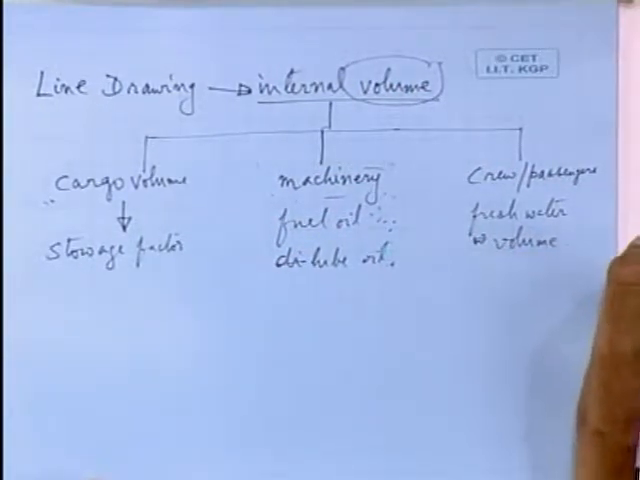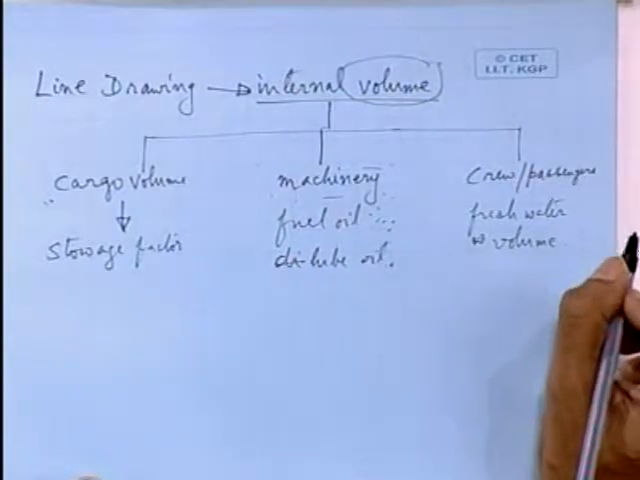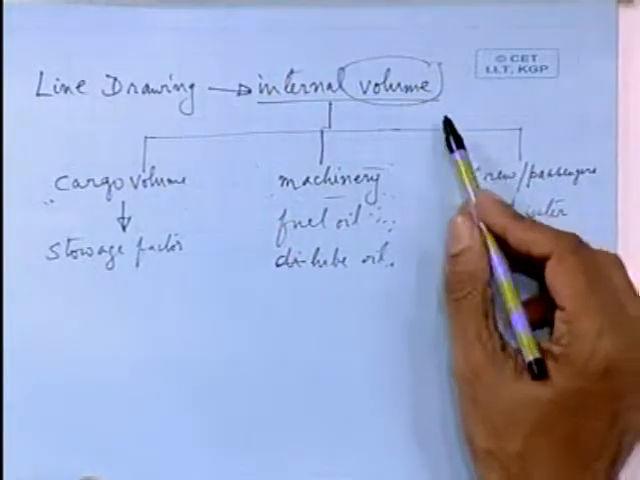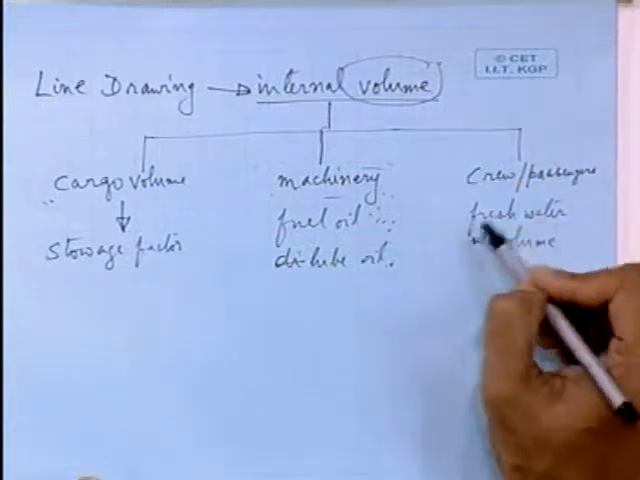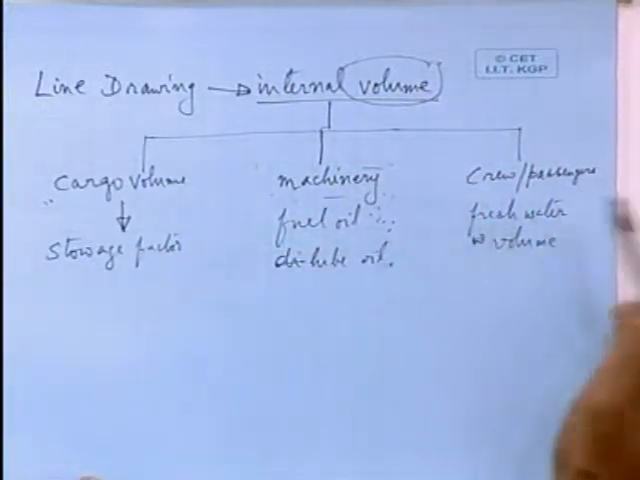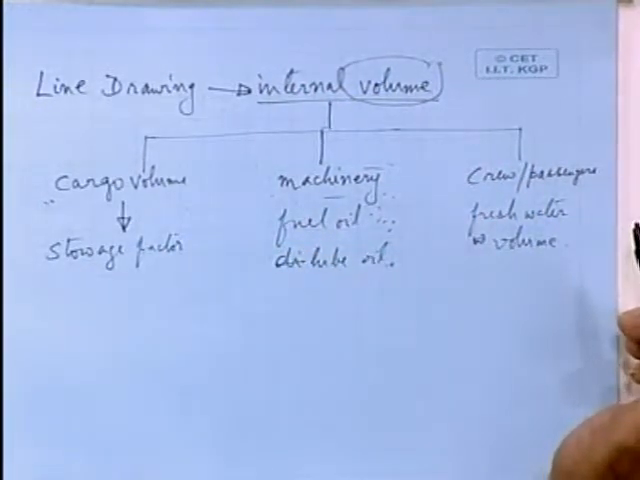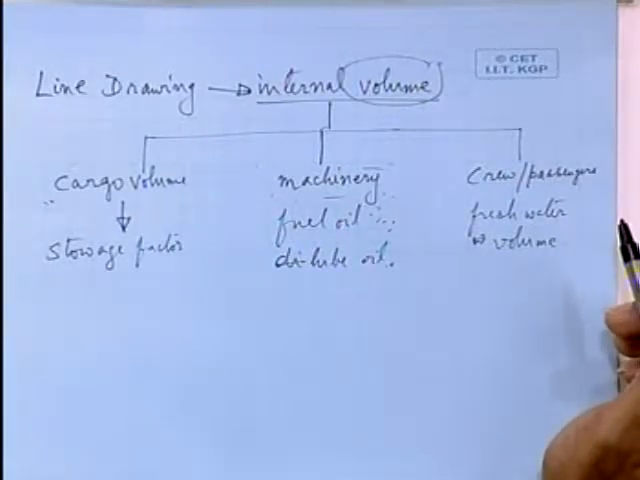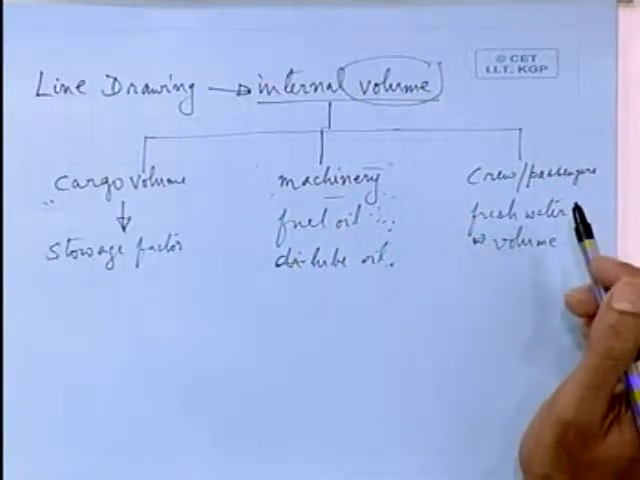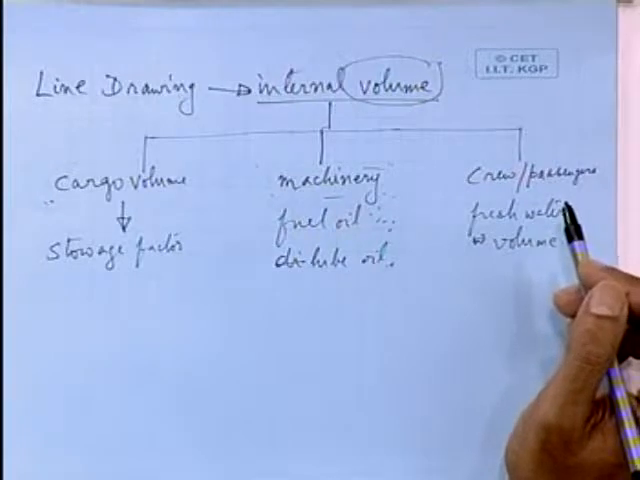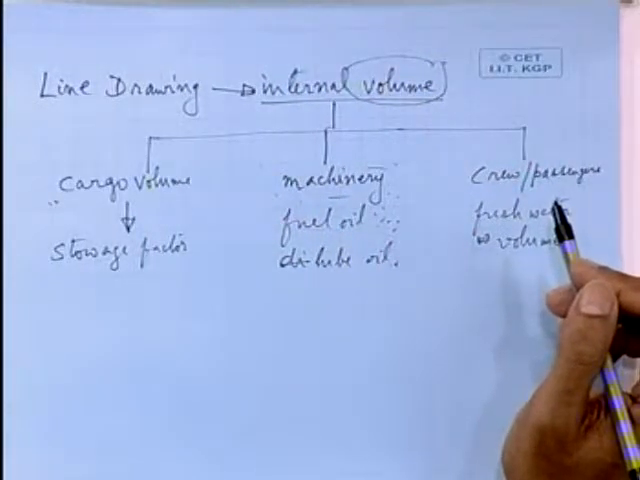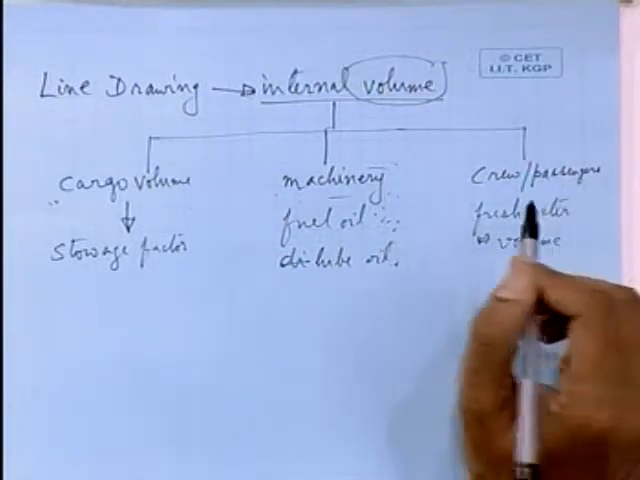The lines drawing will give you this internal volume, and internal volume should give sufficient space for accommodating all these items. So the naval architect or the designer has to be very, very careful that he does not miss any item of volume which cannot be accommodated in the ship.